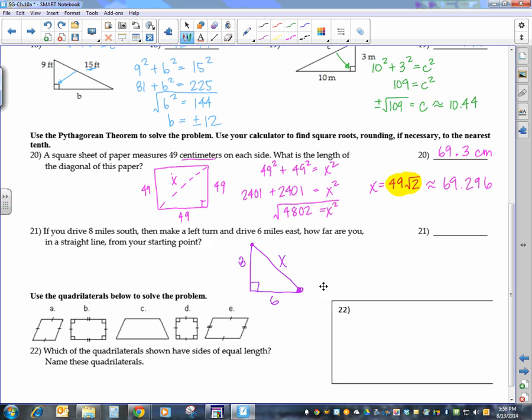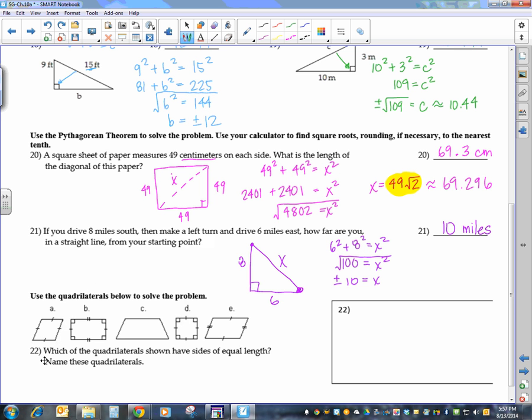So south is down, east is to the right, north is up, and west is to the left. Think about your compass rose. So my problem is going to be 6 squared plus 8 squared equals x squared. That is 100 equals x squared. Take the square root of that. X equals plus or minus 10. So in my answer blank, I'm going to put 10 miles. Word problem. Got to have that label. Okay?